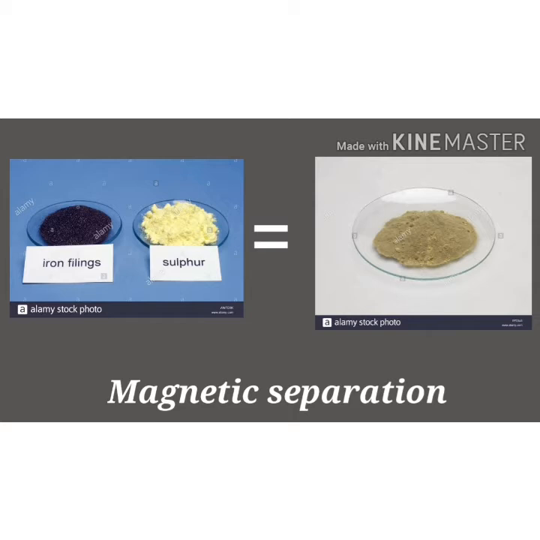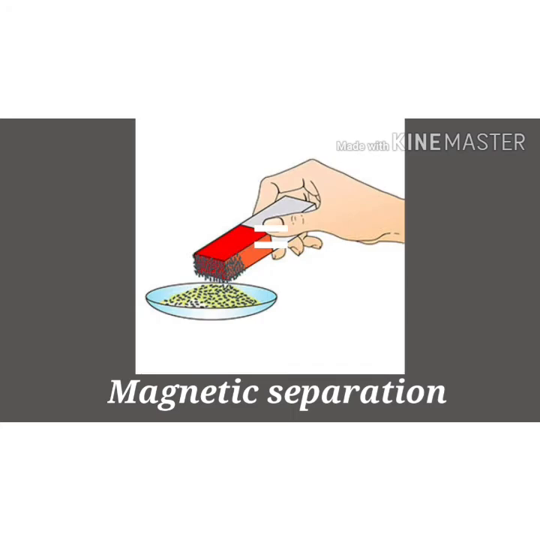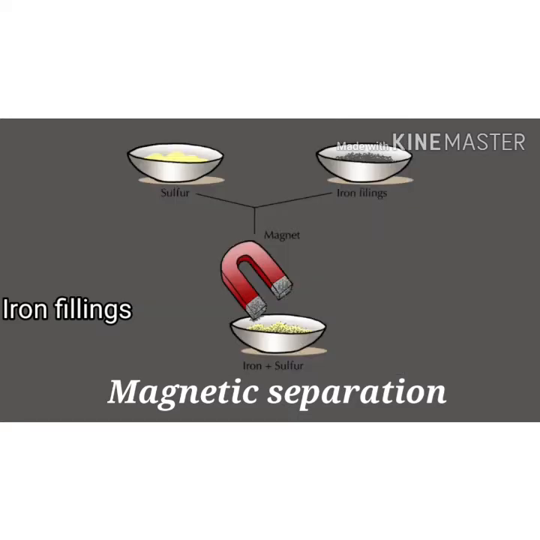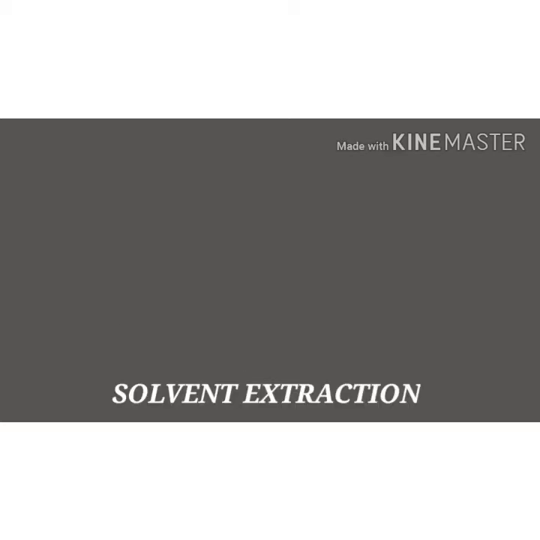Here, in a sulfur-iron mixture, iron is the magnetic substance and sulfur is the non-magnetic substance. When we pass a magnet over the mixture, the iron particles cling to the magnet due to the force of attraction, and the sulfur is left behind in the container. Solvent extraction.